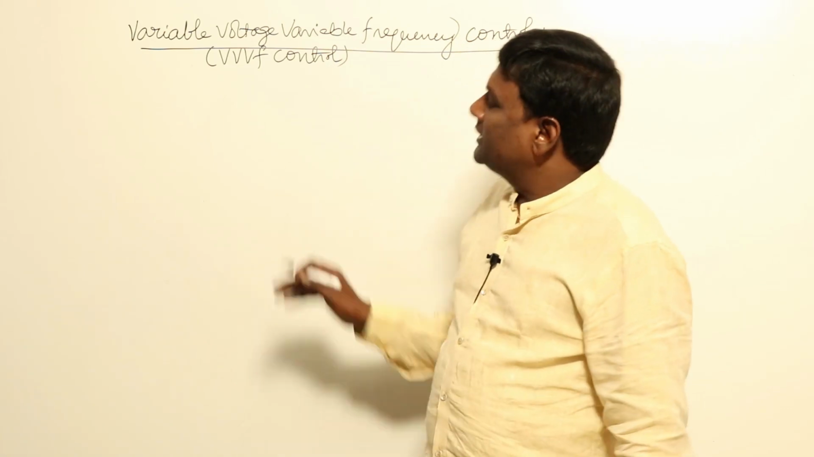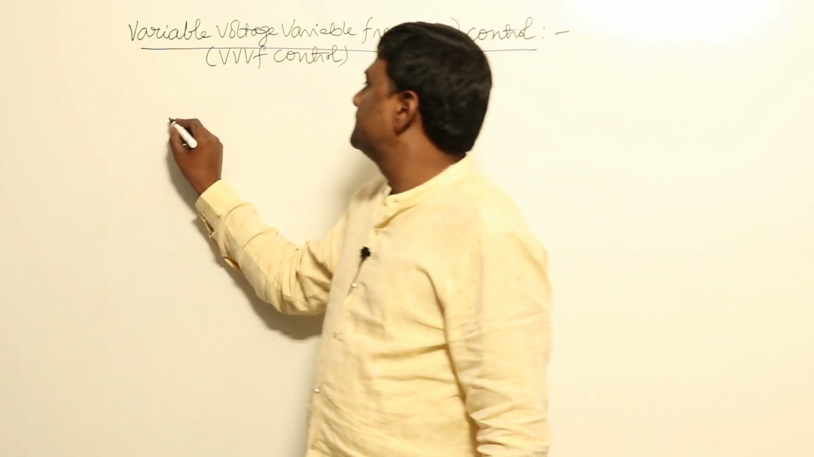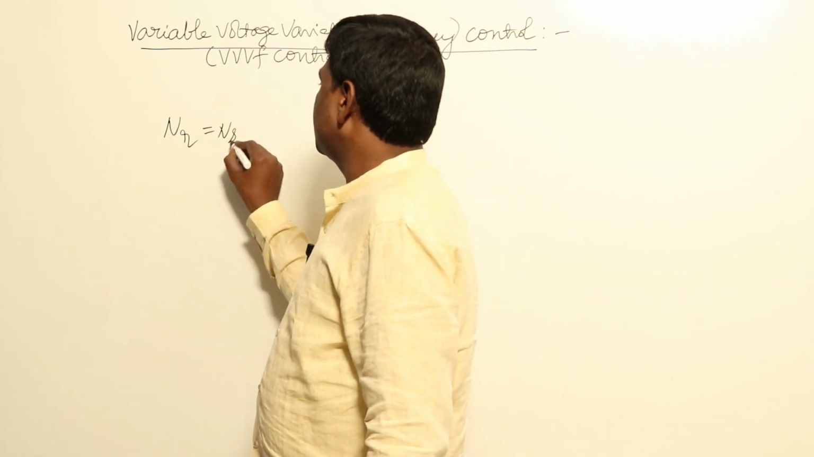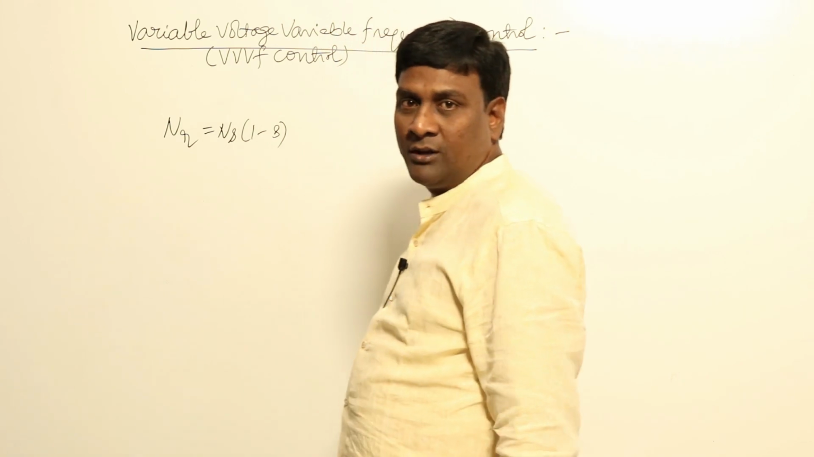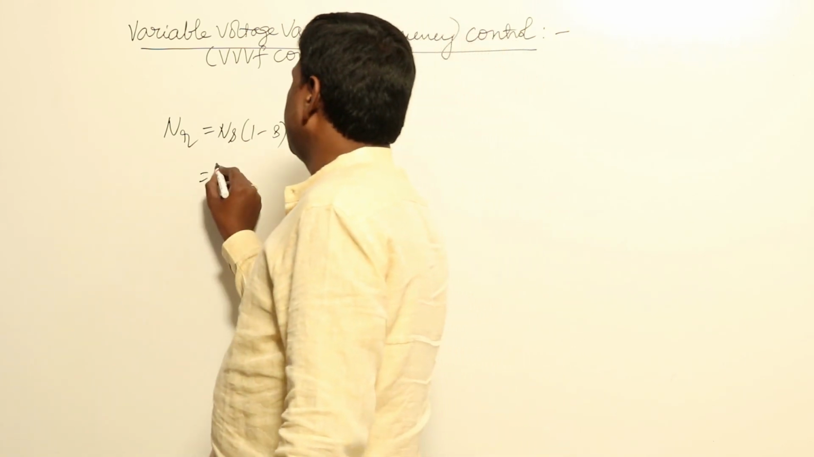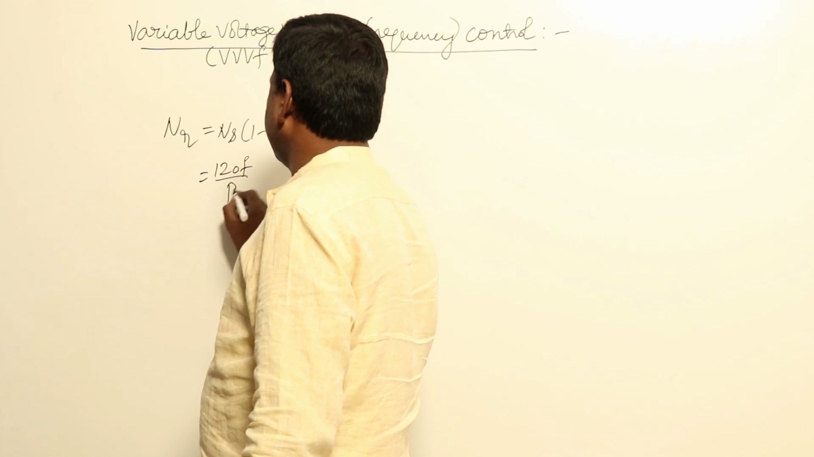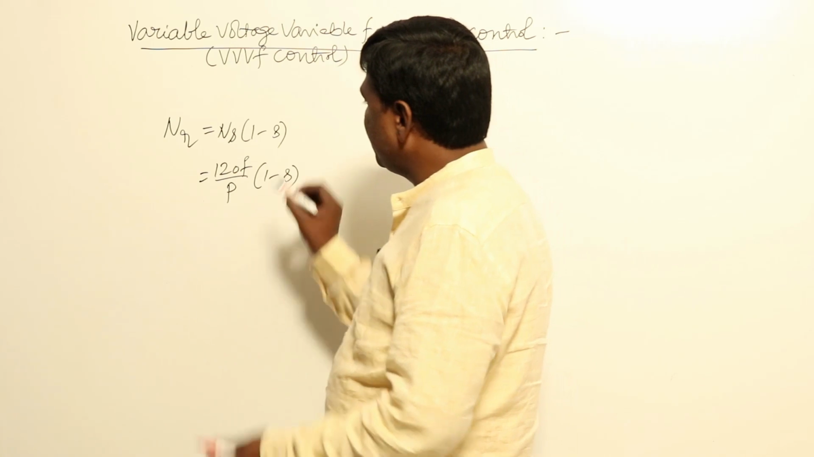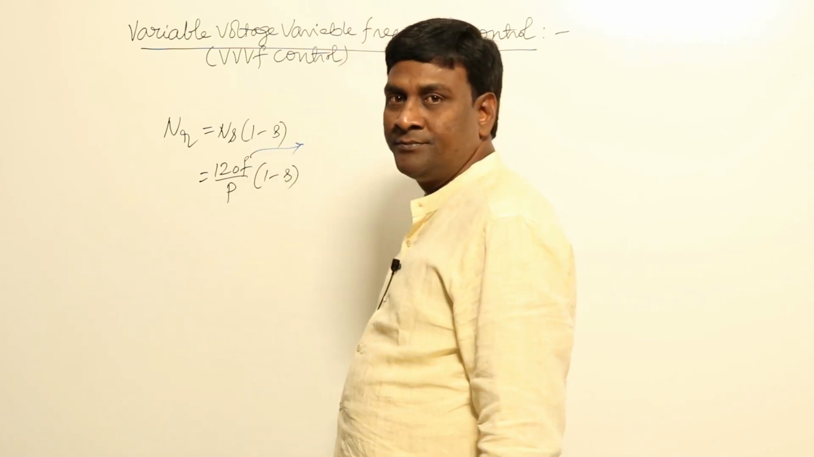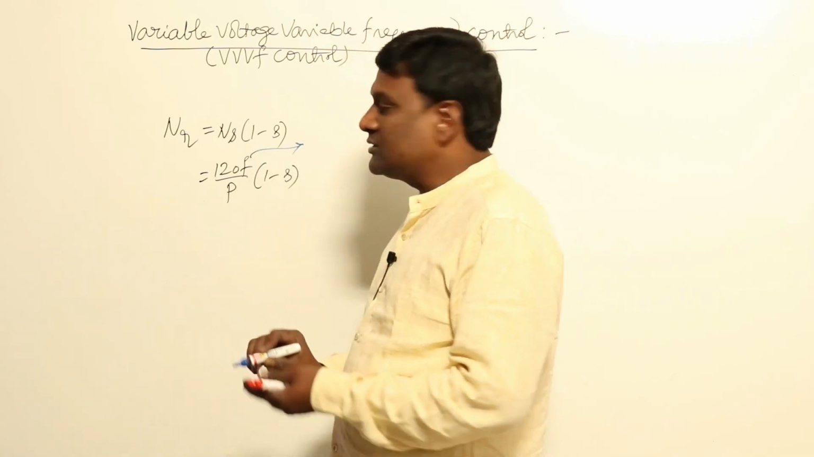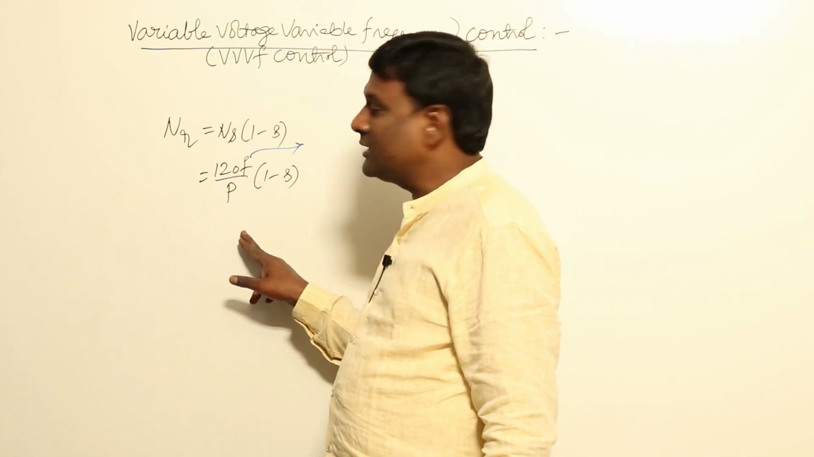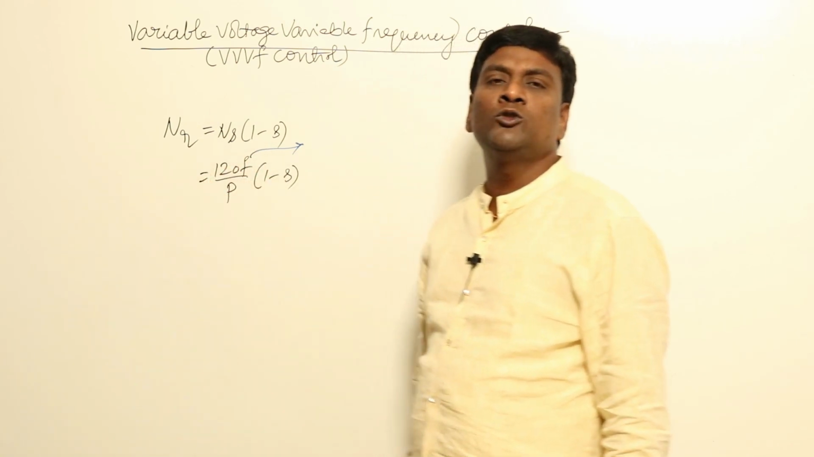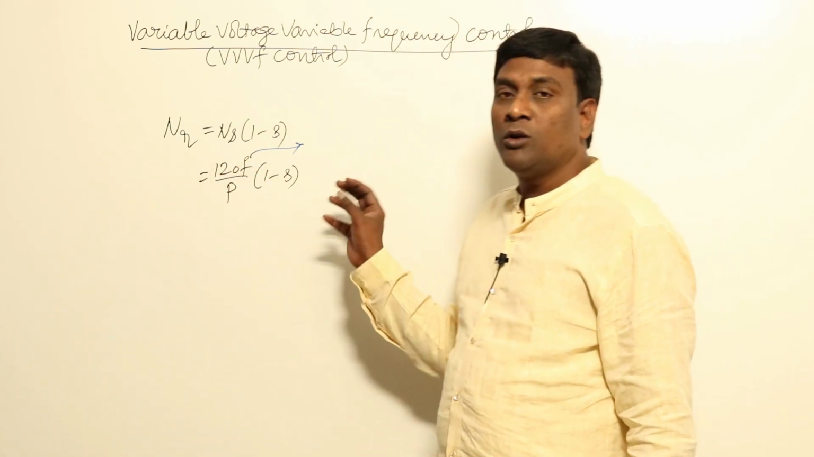Now see here, if I think of the speed, NR is going to be NS into (1 minus S). NS here is 120 F by P, so N R is 120 F by P into (1 minus S). If I can change the frequency, for example if the frequency is reduced, then the synchronous speed is going to be reduced, so obviously NR has to be reduced. In that way we are going to control.